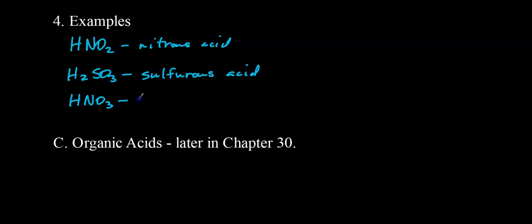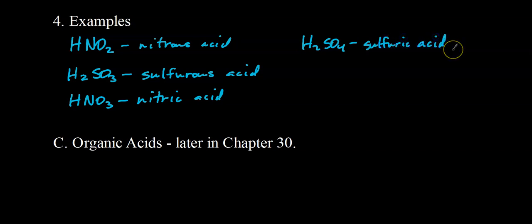All right, did you get nitric acid? NO3 minus is called nitrate, so HNO3 is nitric acid. All right, go ahead once again, pause the video and name that acid. Did you come up with sulfuric acid? So SO4 negative 2 is called sulfate, kind of like with sulfurous acid.